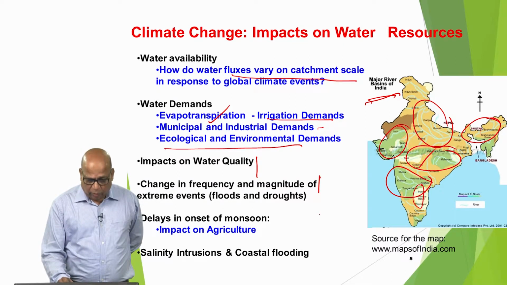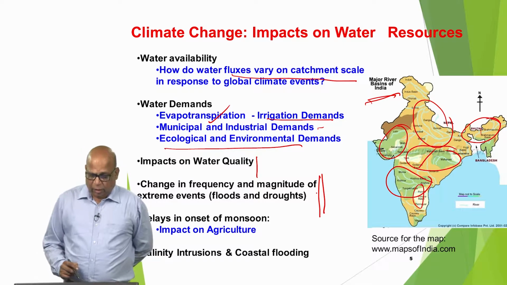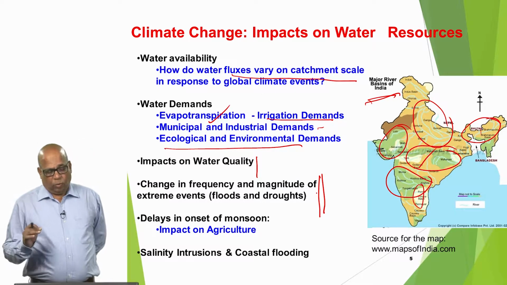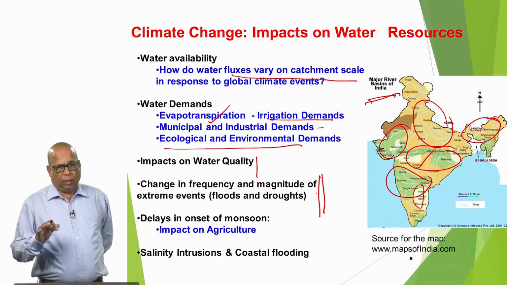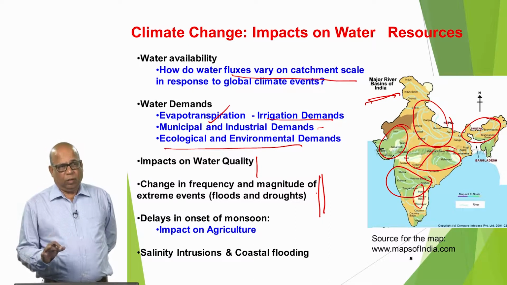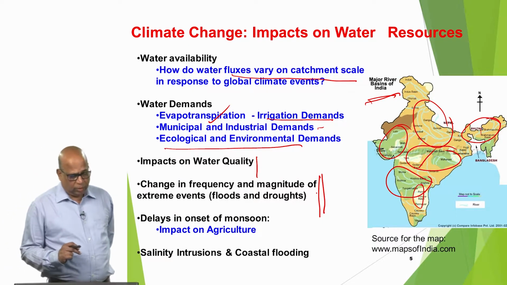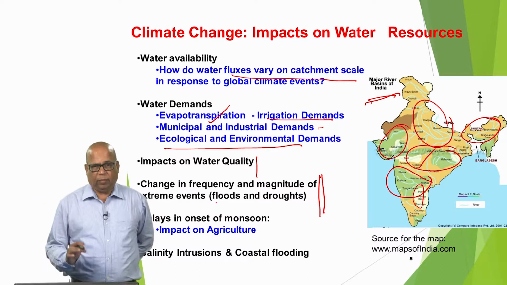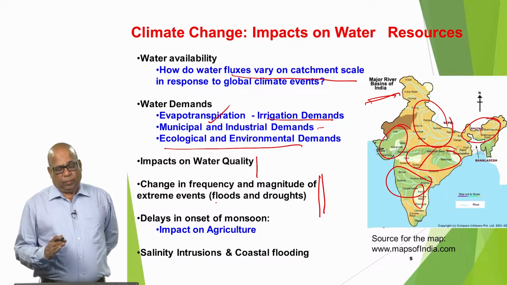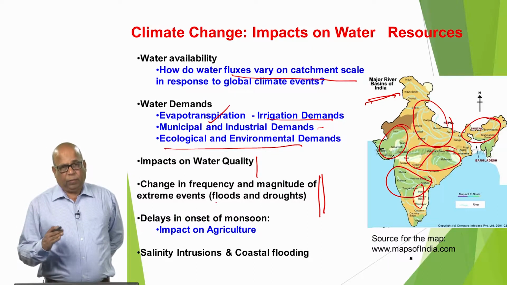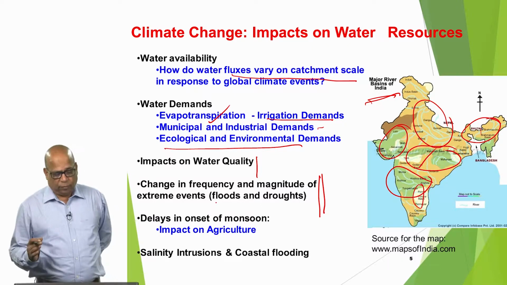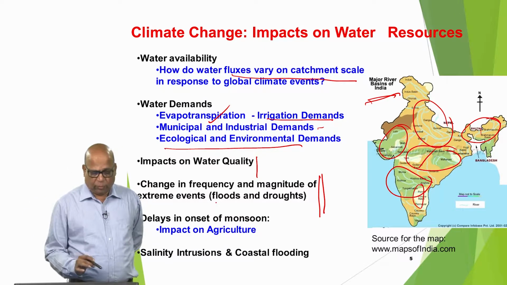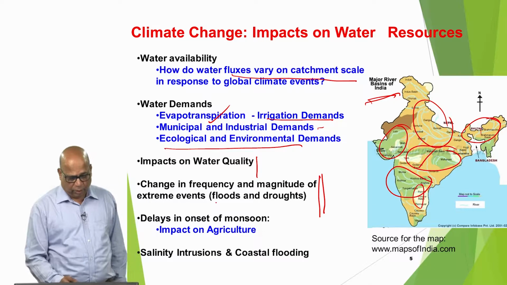What is also important for our country is the frequency and magnitude of extreme events, floods and droughts, and to pinpointedly attribute a particular event to climate change as of now seems to be difficult, but needs to be done. But what is possible, however, is that the change in the frequencies or the expected change in the frequencies of floods and droughts because of climate change is possible to be addressed.